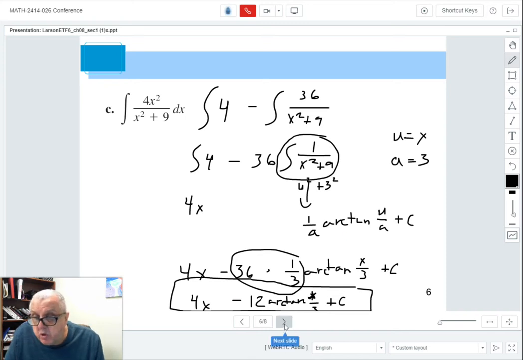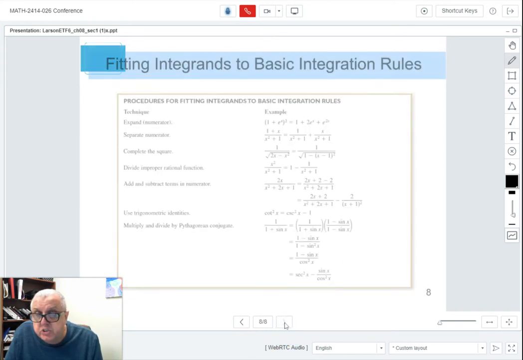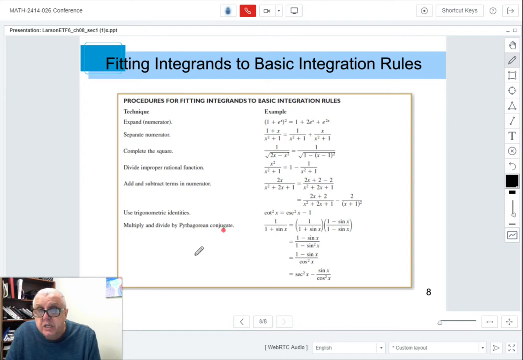Okay, so the last thing I wanted to do was just go over these rules. It says techniques, procedures for fitting integrands to basic integration rules. If you had to integrate something like this, the best thing would be to FOIL this, distribute 1 plus e to the x times 1 plus e to the x. Multiply that all out, and you get this, and then integrate.